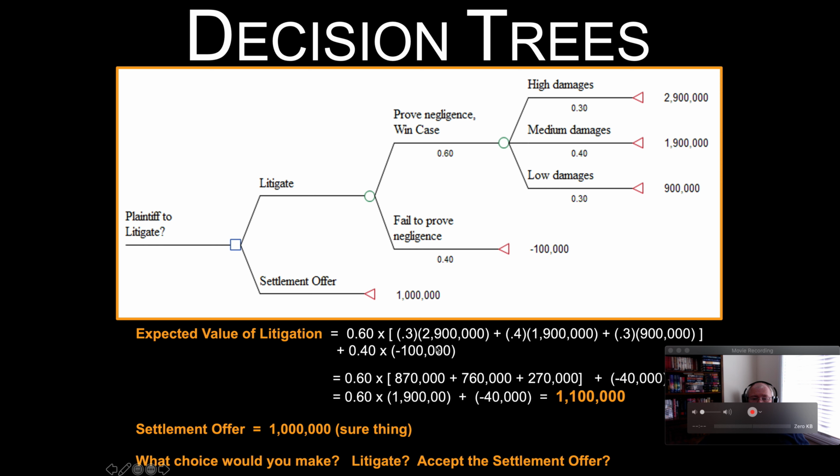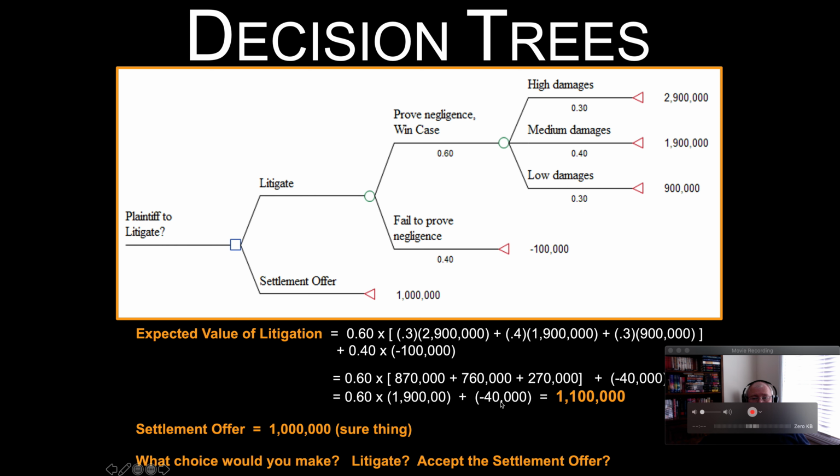So 60% times 0.3, or 30% of $2.9 million, is $870,000. 40% of $1.9 million is $760,000. 30% of $900,000 is $270,000. So if you add those up, those are 1.9 million. So our expected value of litigation is not quite 1.9 million, because there's a chance that we litigate and we lose. 40% chance we lose $100,000. So that's 0.4 times $100,000, that's the minus 40,000. So your overall expectation from litigation is 60% of 1.9 million minus that, which is 1.54 million.